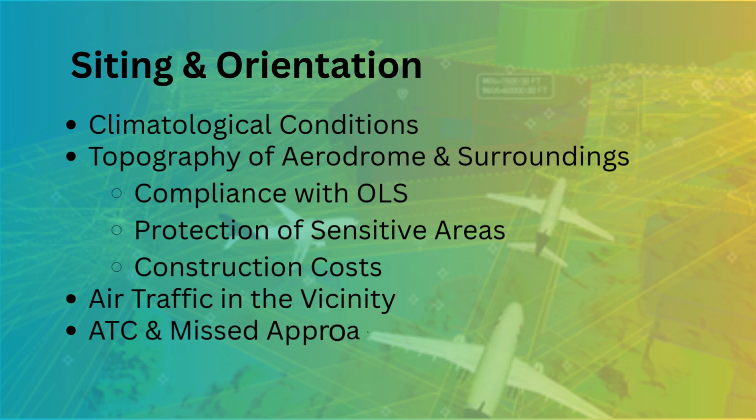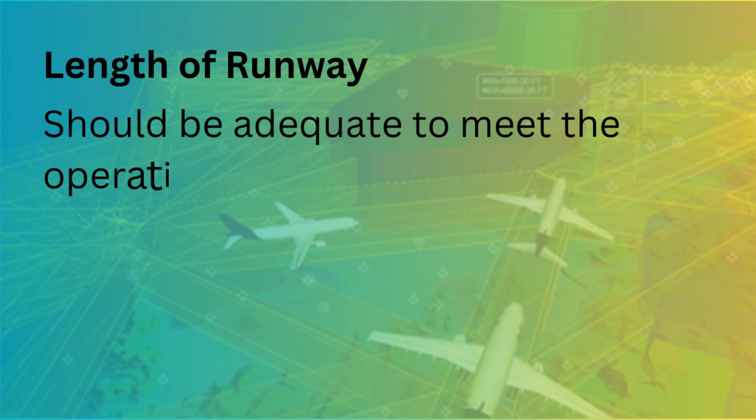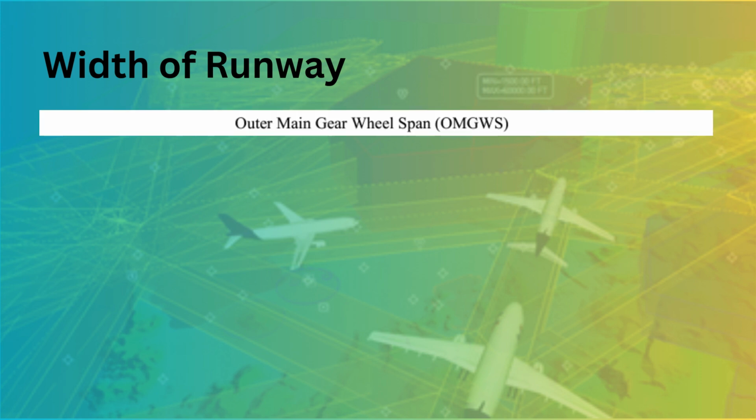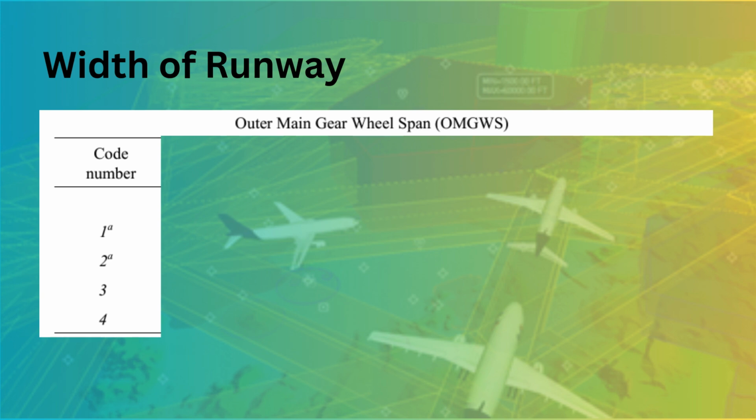And one more important factor that impacts the siting and orientation of a runway is ATC procedures and missed approach procedures. Moving forward, the length of the runway should be adequate for its operations. But if we talk about the width of a runway, that depends upon the outer main gear wheel span of an aircraft that is intended to be served by that runway. Now, how do we define the width of a runway? It depends on the code numbers of the runway, either 1, 2, 3, or 4.